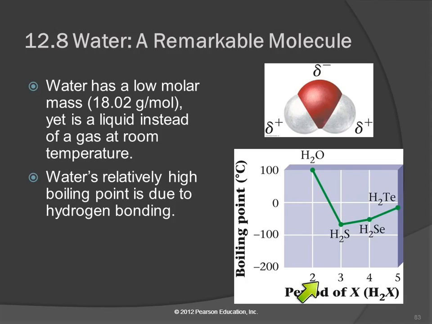the period in the periodic table, so here we've got H2O and H2S, H2Se, H2Te. Oxygen, sulfur, selenium, and tellurium, all in the same group in the periodic table. Oxygen's period 2, sulfur period 3, etc. And we graph their boiling points. If we did not have water graphed here, we would expect that its boiling point would follow this trend.